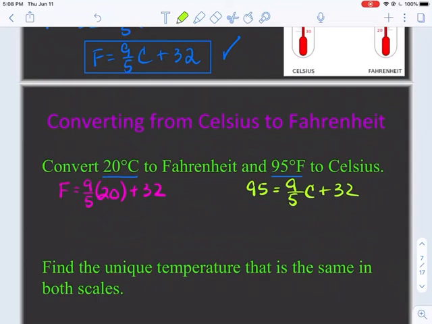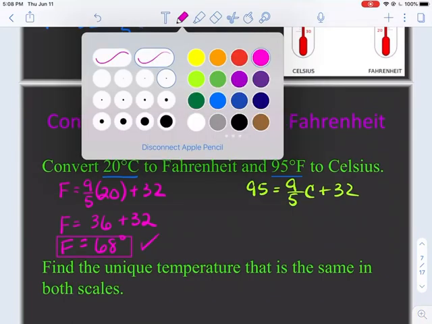In this case, the first one is easy because with the first one you have f is equal to 9 times 4, which is 36, plus 32. And you would get f is equal to, what do you get, 68? 68 degrees. So that would be the answer to the first question. And the next question, you have a little more work to do.